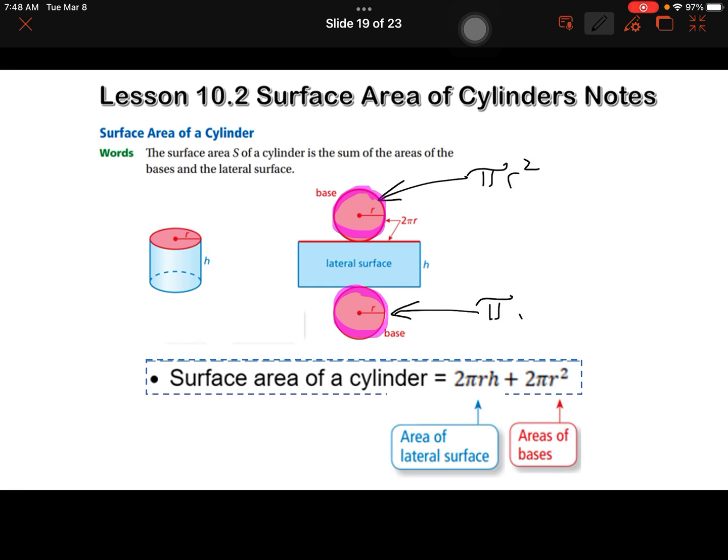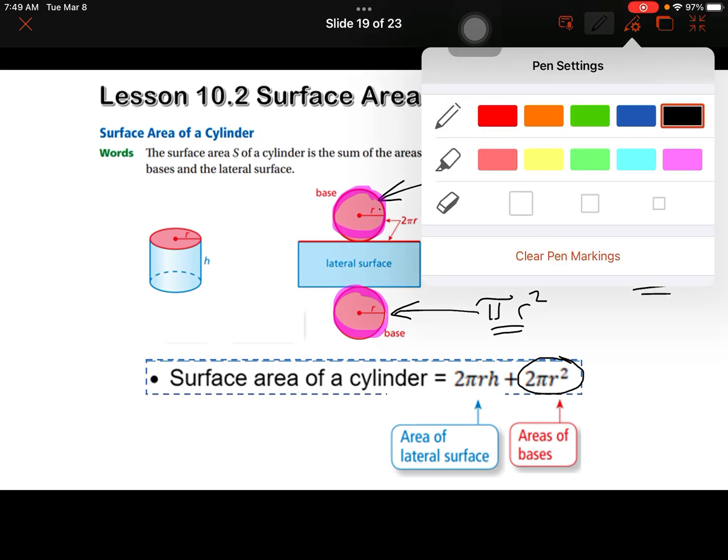And you have 2 identical circles. So what I want you to recognize is there is a formula for surface area of a cylinder. And this 2 pi r squared, well, pi r squared is 1 circle, but I have 2 identical circles, so that's why it becomes 2 pi r squared, because we have 2 identical circles. Now, the hard part is this lateral face.